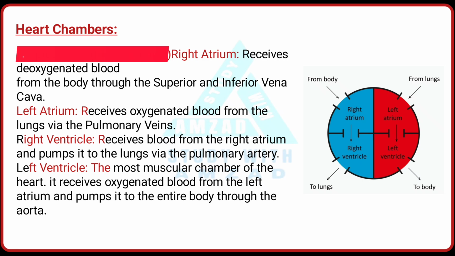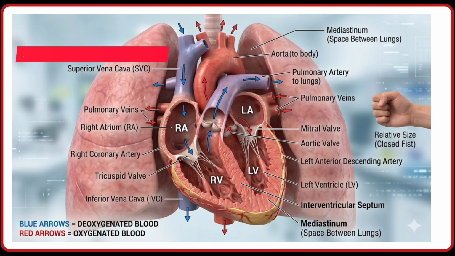The 2 upper chambers of the heart are called atria. They have relatively thin muscular walls because they only need to push blood into the ventricles directly below them. Now, the right atrium receives deoxygenated blood from the body through the superior and inferior vena cava. The left atrium receives oxygenated blood from the lungs via the pulmonary veins.